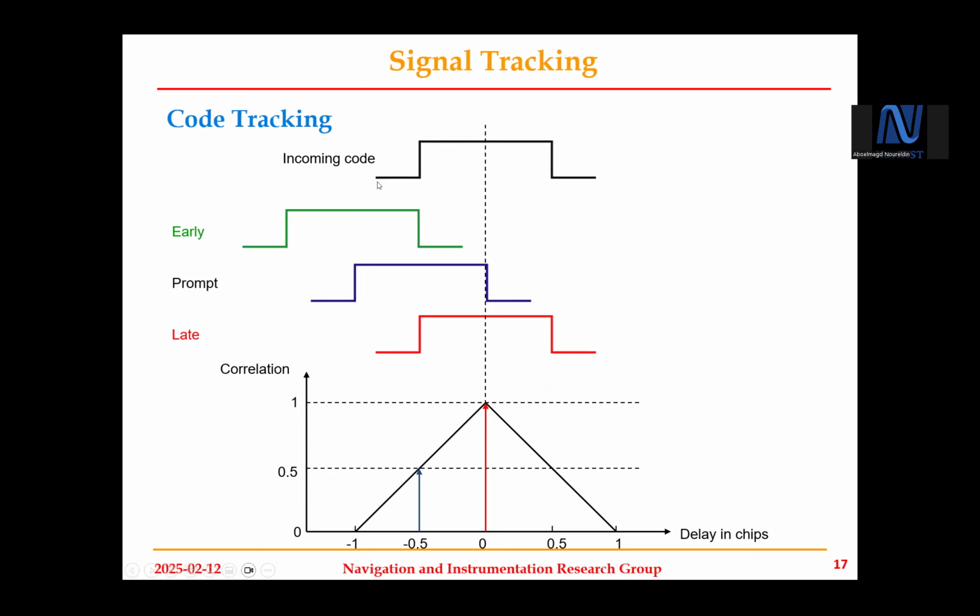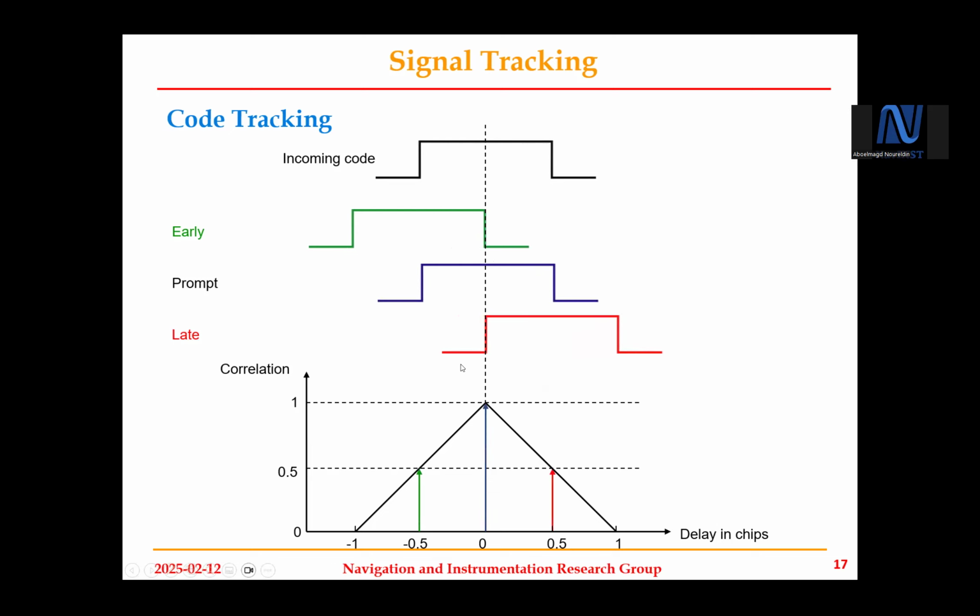This is, let's say, the bit of the incoming signal, and we generate 3 bits. Our goal is to keep this prompt aligned with that. The late one is slightly behind, as you see here. We generate those 3 replicas. Let's say now we know the frequency of the signal perfectly. So we generate 3 replicas at that exact frequency, but they will be delayed. We compare them versus the incoming signal every time.